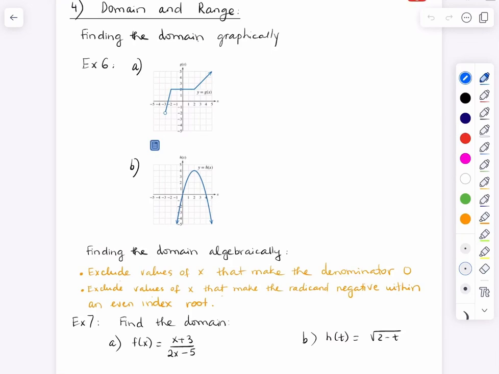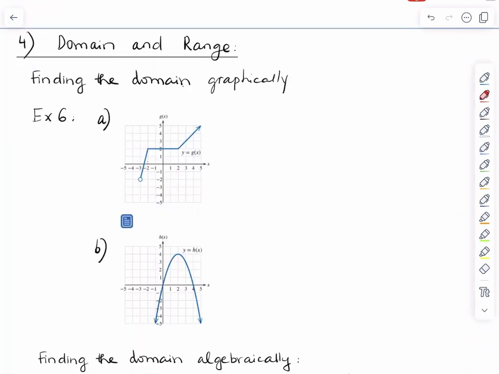In this video, we are going to learn how to find the domain and range graphically and algebraically. Let's look at example 6. What's the domain for the first function here? The domain refers to all the x values that this blue graph can take. So when you think of the domain, you think of the horizontal axis here.